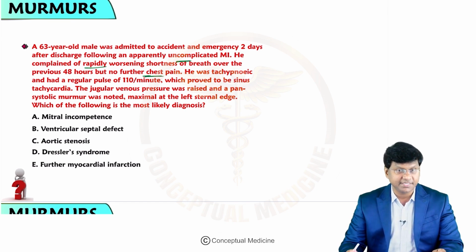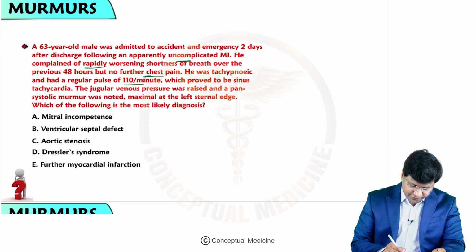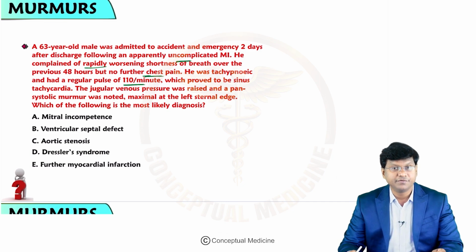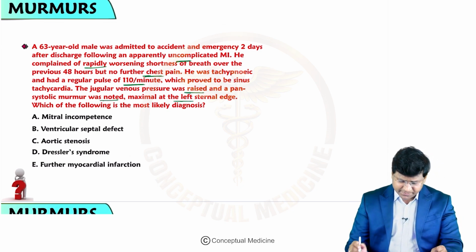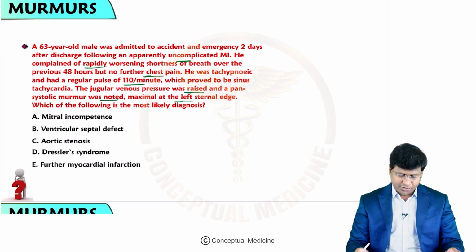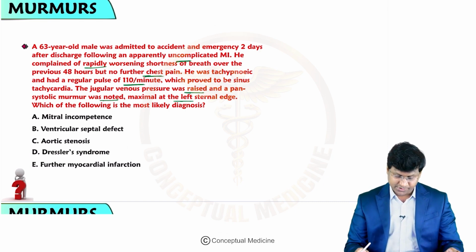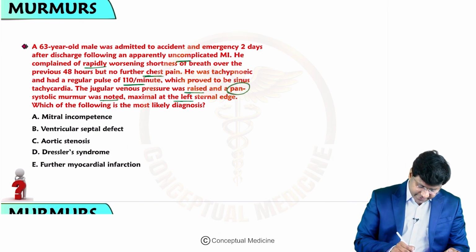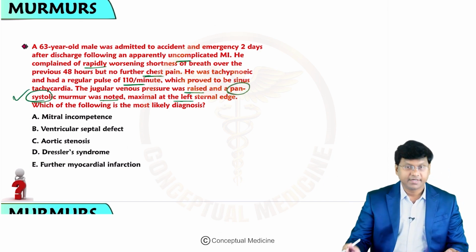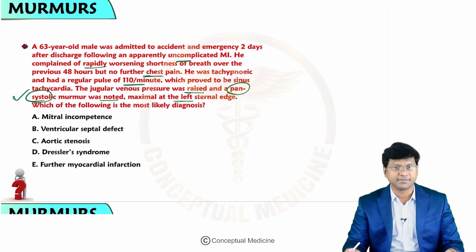He was tachypneic and had a regular pulse of 110 per minute, which proved to be sinus tachycardia. The jugular venous pulse was raised and a pansystolic murmur was noted, maximal at the left sternal edge. Which of the following is the most likely diagnosis? See, now the question is about the pansystolic murmur, right?